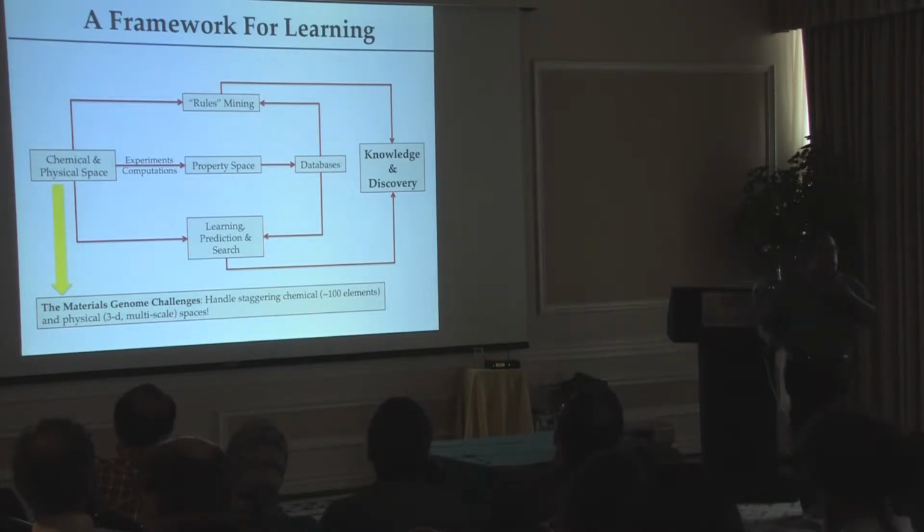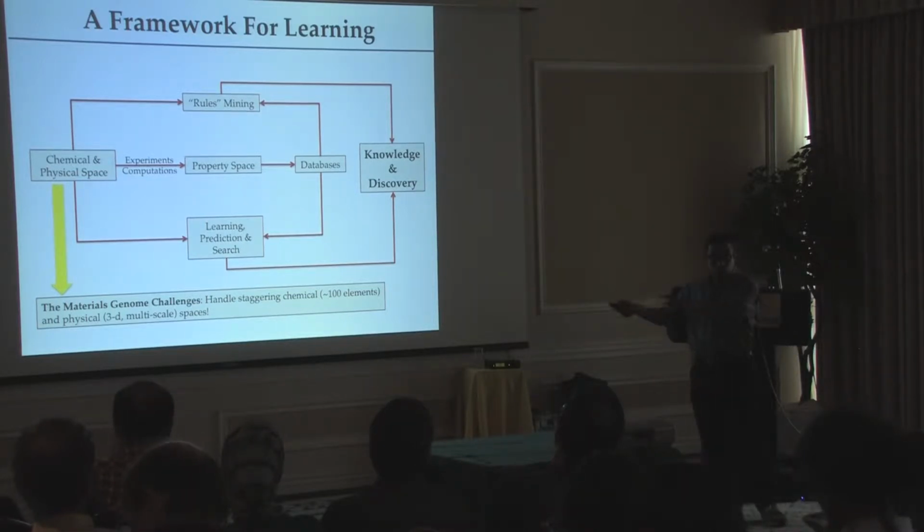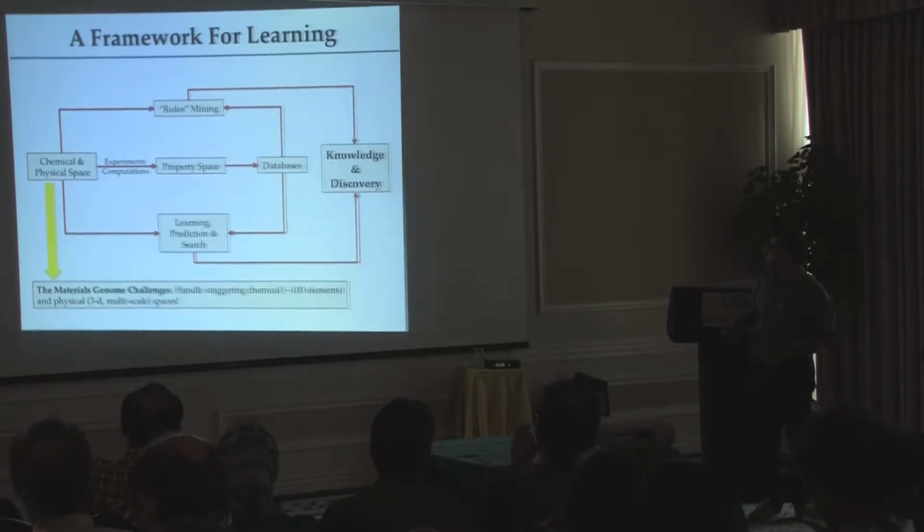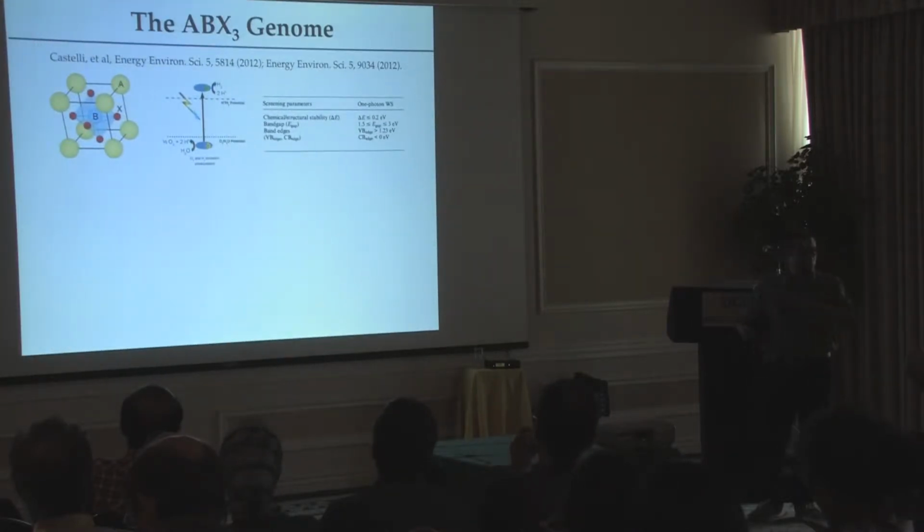What I'm going to do right now is to show you an example, right? There are many subclasses that have already been addressed. For example, Jens Norskov and company have looked at the catalysis genome. Gus Hart, Chris Wolverton, Volker Blum, and many others have looked at the metal alloy genome, and so forth. What I am going to show you is a pedagogical example from the recent literature, the ABX3 genome.